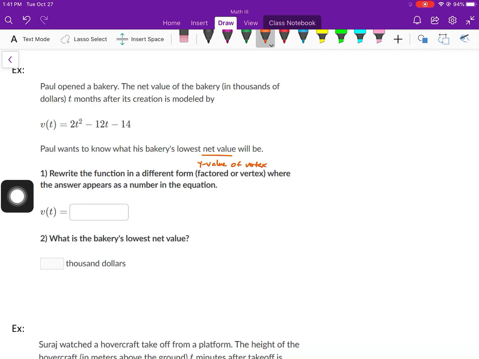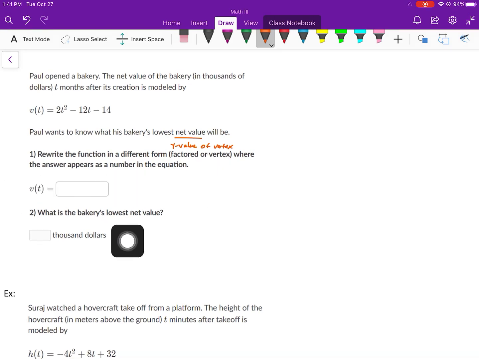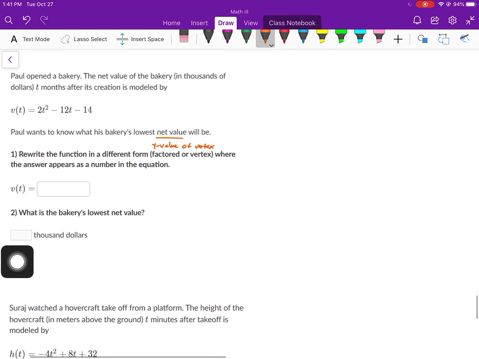So t months, if it is asking how many months will it be before it reaches the lowest value, then it's asking for that x value. But here it's just straight up asking what's that lowest point. So that's that vertex, right? And not just the x coordinate, but the y coordinate. So they want us to get into vertex form. I know there's a shortcut to get the vertex, but they're forcing us to take the route of getting vertex form. So currently we have v of t equals 2t squared minus 12t minus 14.